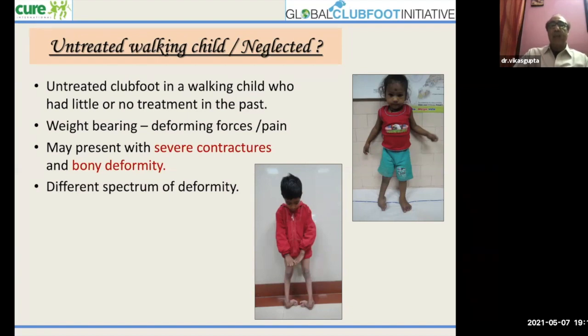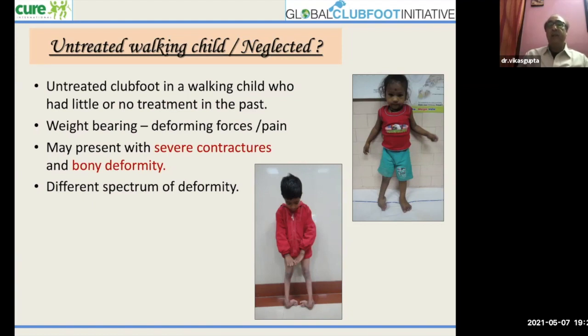So this is described as an untreated clubfoot in a walking child who had little or no treatment in the past. Now, why does this behave differently? Because of the weight bearing and the deforming forces, these children develop adaptive changes in the foot in the form of fixed contractures. The retractile fibrosis becomes fixed, difficult to stretch. They develop callosities, and as a result, they walk on callosities. They have a painful gait, and again, it presents with a different spectrum of deformities.